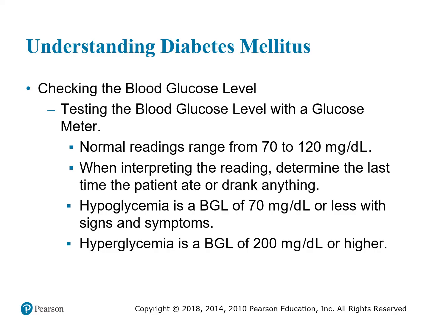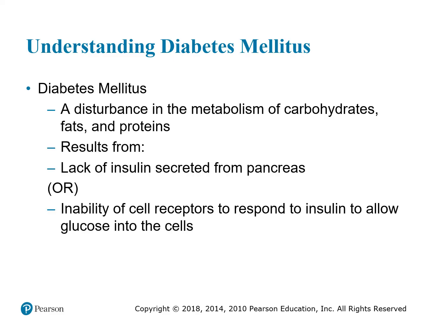So when we talk about diabetes, diabetes is a disturbance in the metabolism of carbohydrates, fats, and proteins. And this can either result from a lack of production of insulin from the pancreas or an inability of the cells to respond to that insulin.